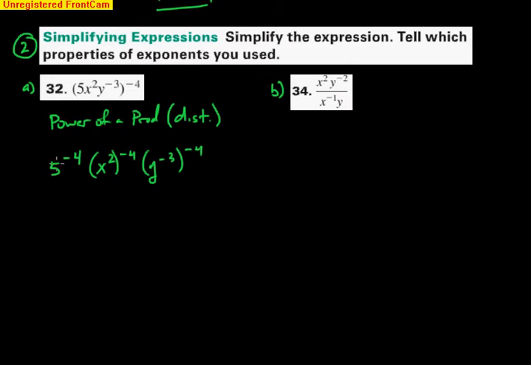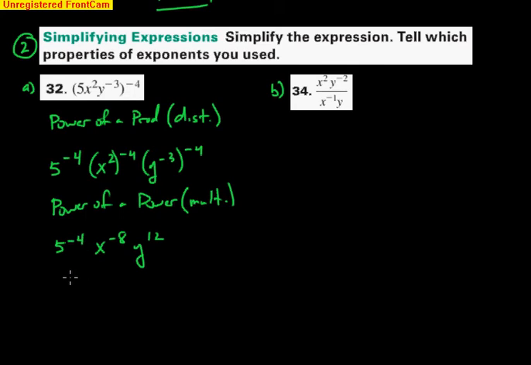Okay, now I'm going to hold off on this 5 to the negative fourth. I'm going to look at these two situations with these parentheses. These are power of a power situations. And when you have a power of a power, you multiply. So the 5 to the negative fourth stays the same. This becomes x to the, and 2 times negative 4 is negative 8. This becomes y to the negative 3 times negative 4 is positive 12.